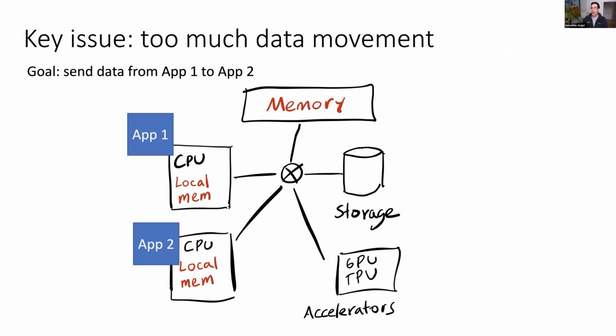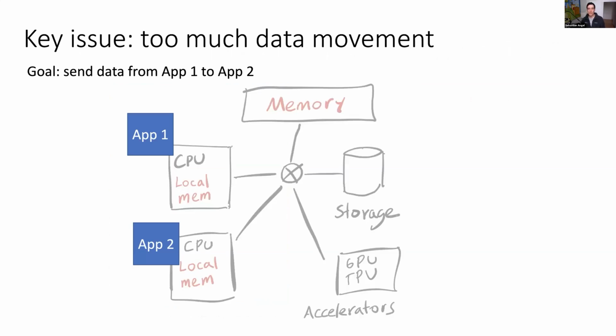The reason is that applications that are not designed for this architecture are going to end up doing silly things, such as the following. So suppose we have two applications, application 1 and application 2. And the goal is for application 1 to send data to application 2. So what it will do first is fetch that data from its remote memory. So here we're assuming it doesn't have it cached. So it needs to fetch it from remote memory. That's one round trip. Then it needs to send it to application 2 over the network.